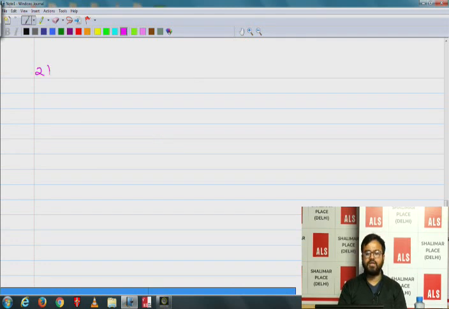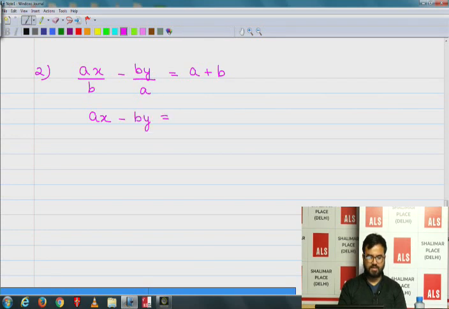Question from the chapter linear equations in two variables. If the equations are ax upon b minus by upon a is equal to a plus b, and ax minus by is equal to 2ab, then solve it. By any method you can solve.